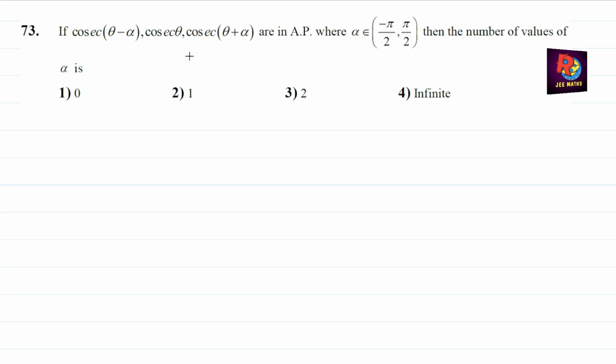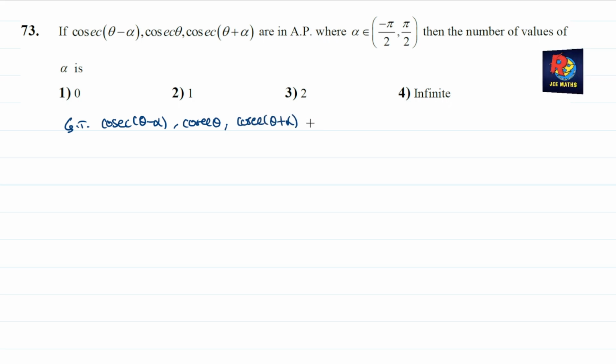Next, 23. In this question, we can observe that given cosecant of theta minus alpha, cosecant theta, cosecant of theta plus alpha are in AP. If it is AP, the condition is 2B equals A plus C. So I can write these values.